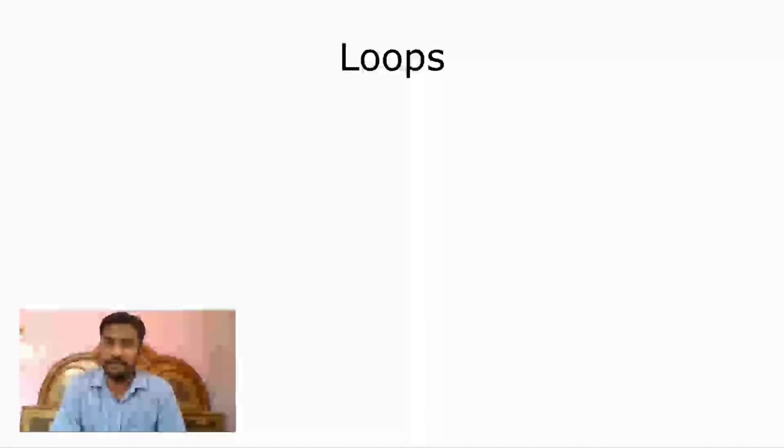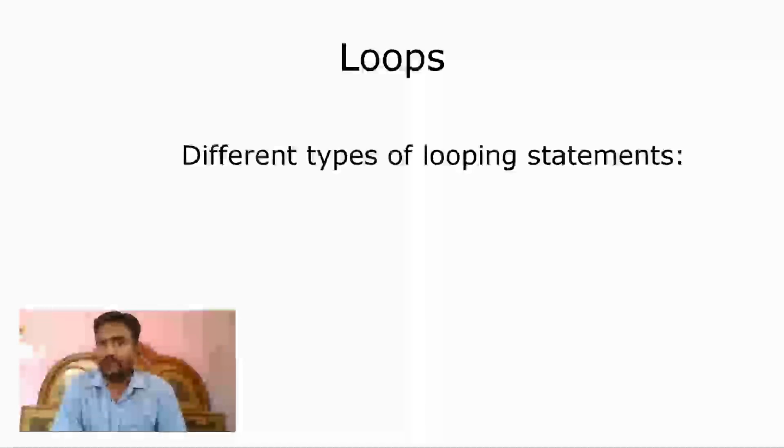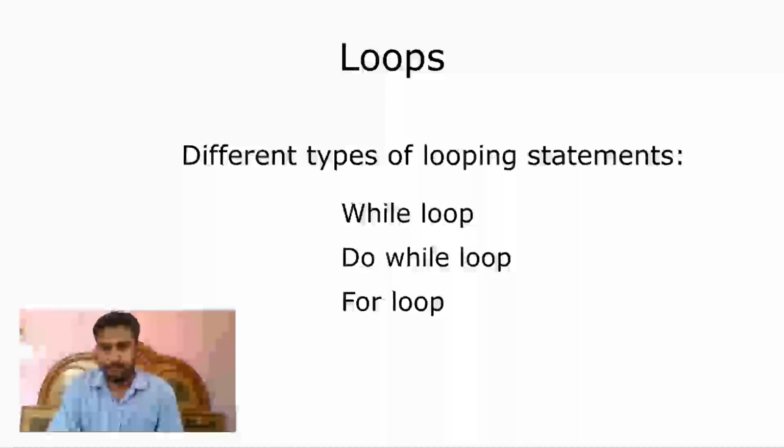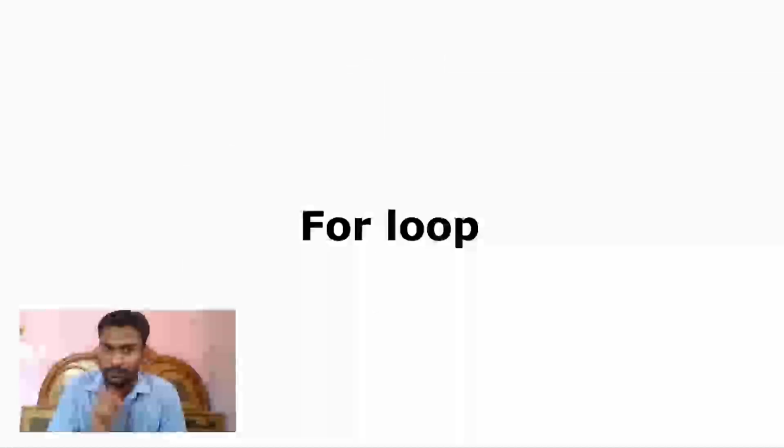Before starting with loops, we should know the different types of looping statements. There are different types of looping statements: while loop, do while loop and for loop. When you know the number of iterations, you should go for the for loop statement. So when you know the starting point and the ending point, you should always go for the for loop. Here you can start with the first two things: one is the first star and the second one is the second star.